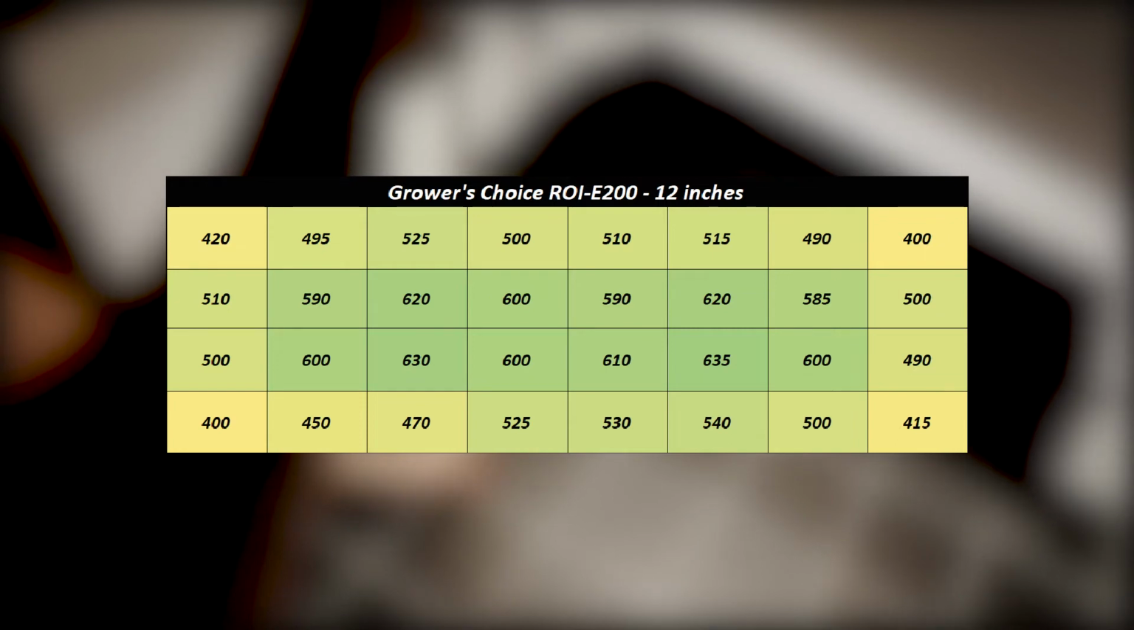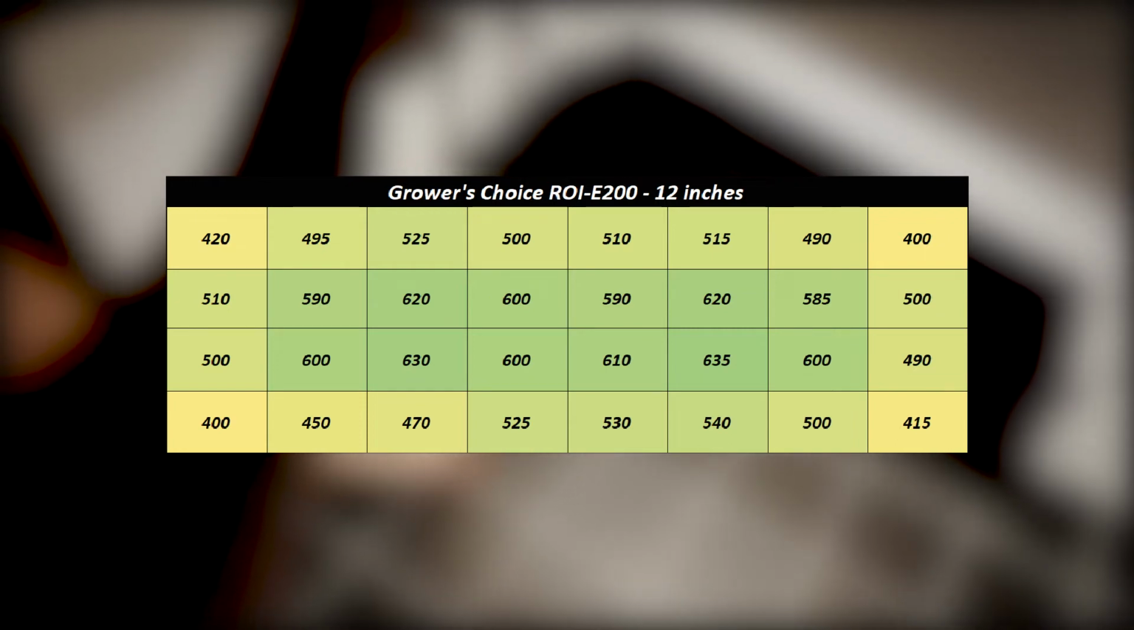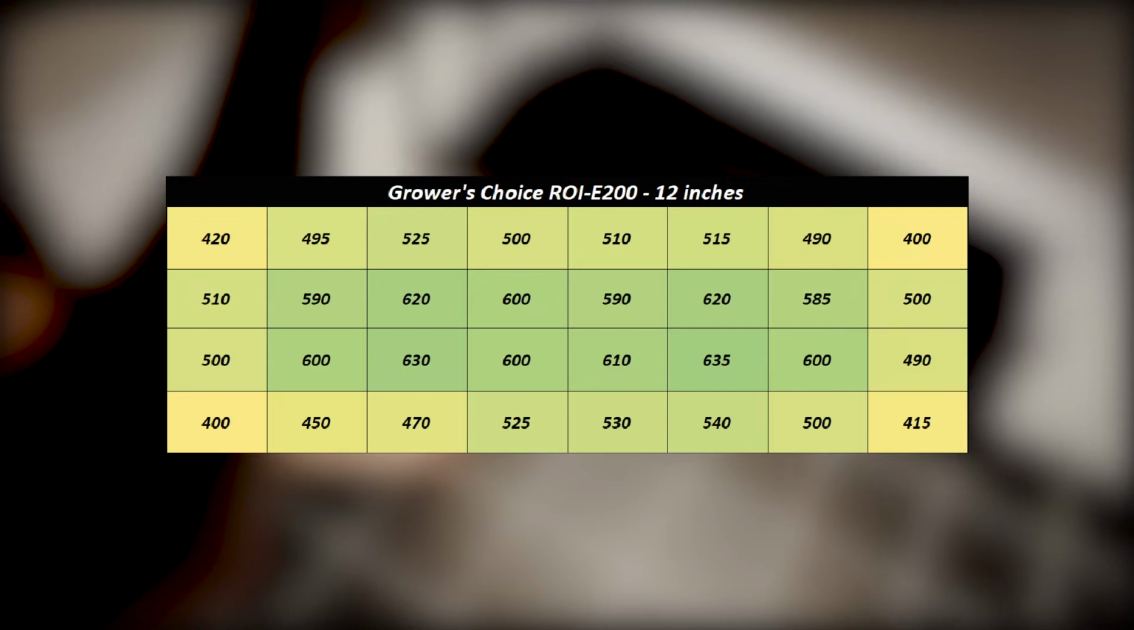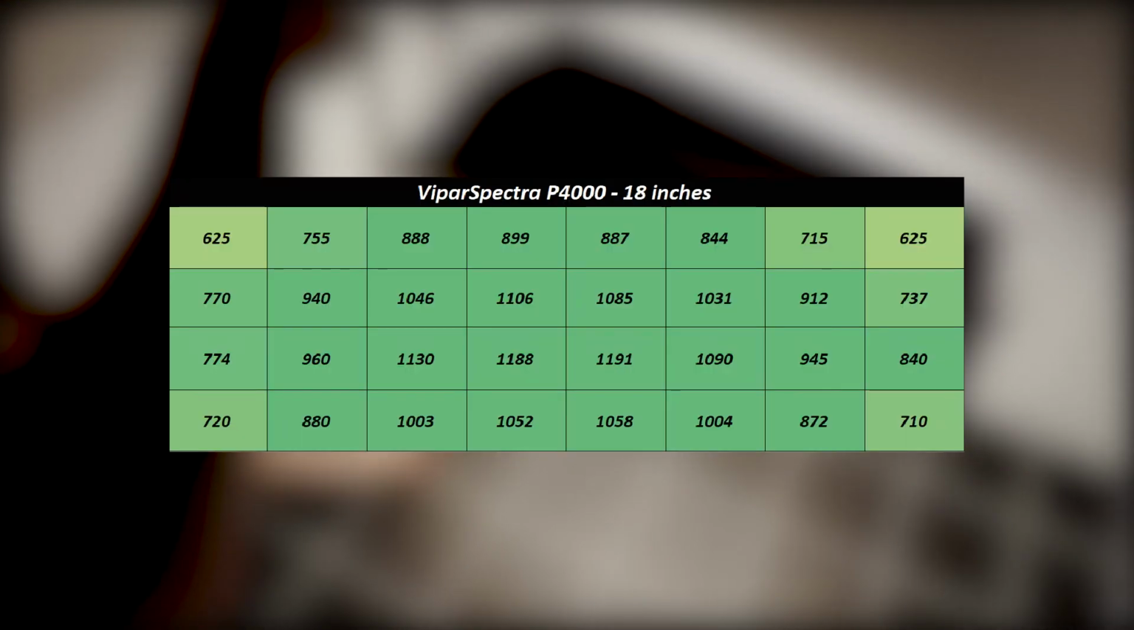And the best part about it is that the light intensity is consistent across the entire area. If we were to do the same with the Viparspectras, we would have too much light in the center and very low values on the edges because of their design. Let's bring back the P4000 now.